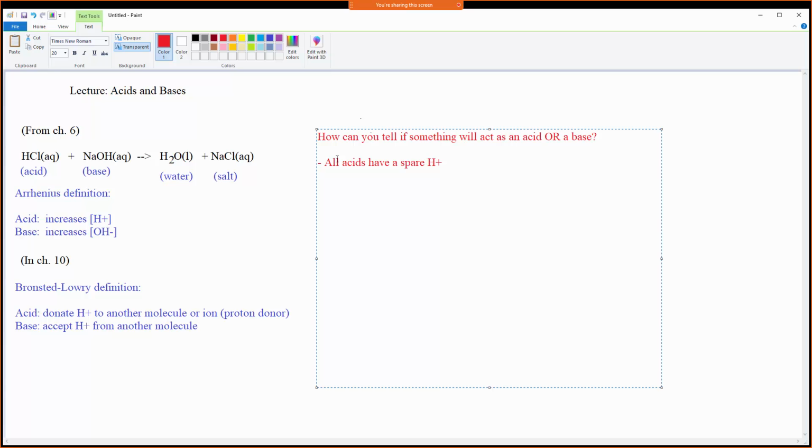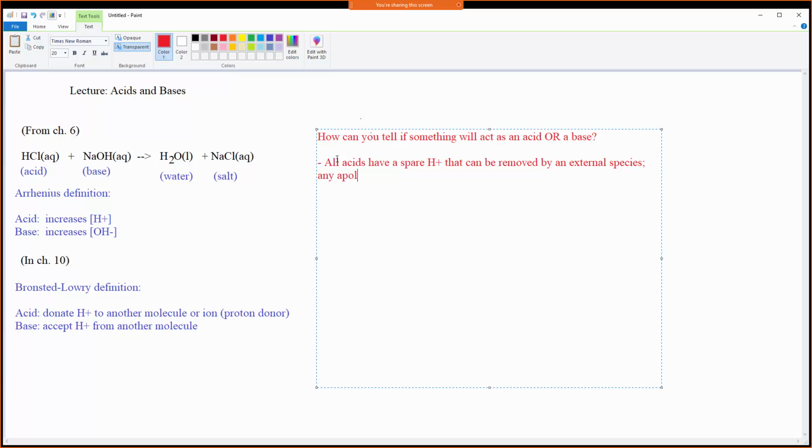So if you're willing to give it up, we'll say it's kind of like a spare hydrogen that can be removed by an external species. Okay, so you might say, how do I know if a hydrogen can be removed? Well, there's a couple guidelines you can follow here.